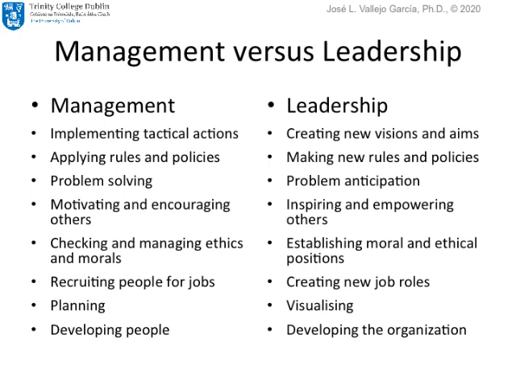But leadership is a bit more than just management. Leadership is about creating new visions and aims, making new rules and policies, problem anticipation instead of problem solving, inspiring and empowering others, establishing moral and ethical positions, creating new job roles, visualizing instead of planning, and developing the organization rather than just working on the everyday duties with the people. Okay, so there's a big difference.